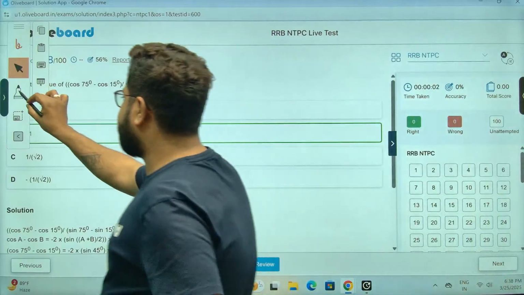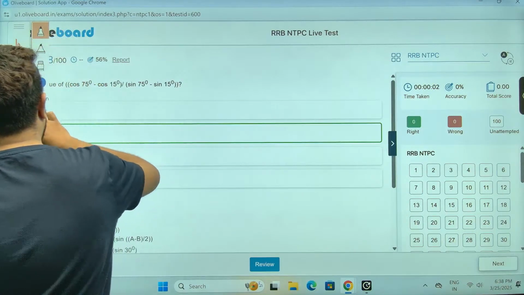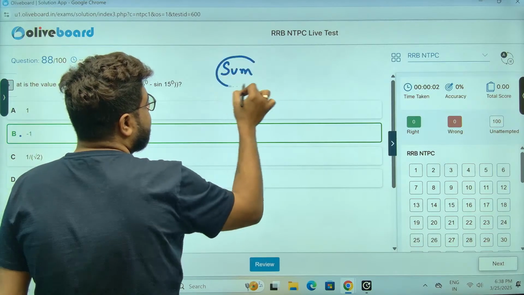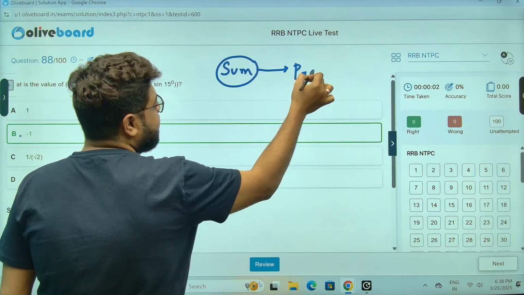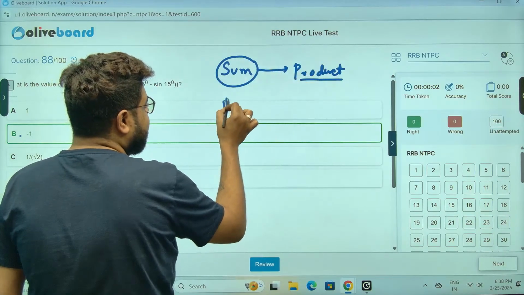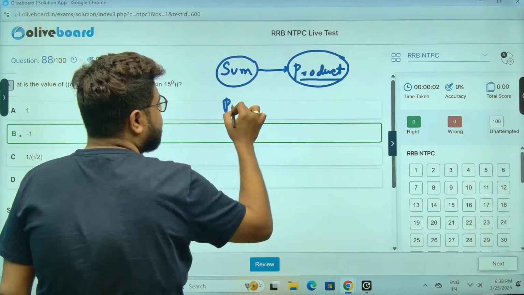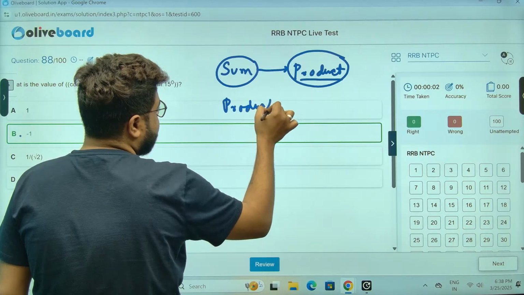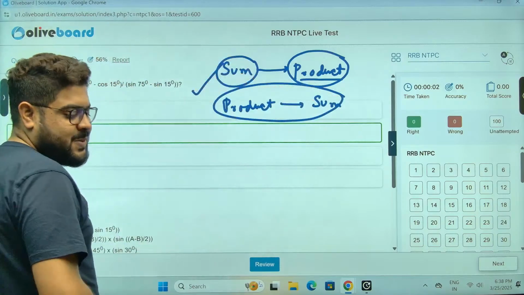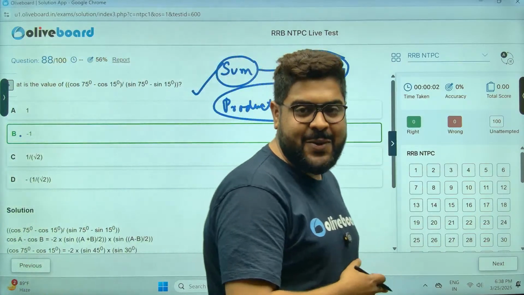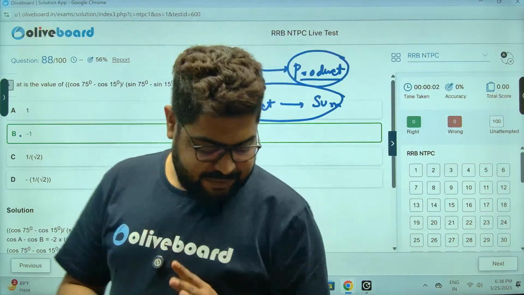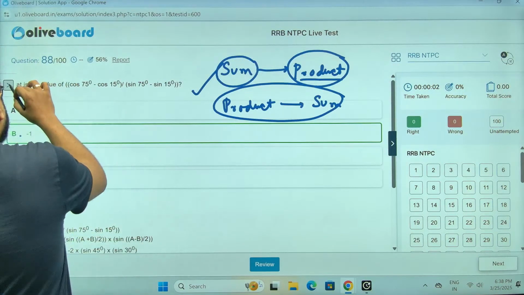Let me say one thing, that chapter actually deals with this: the rule is, if you have things in sum, you convert them into product. Sin C plus sin D, you convert them into that. If they are given in product, you convert them into sum. That is the only thing you need to know. If you are okay with that, it's very, very simple. Perfect, sir.